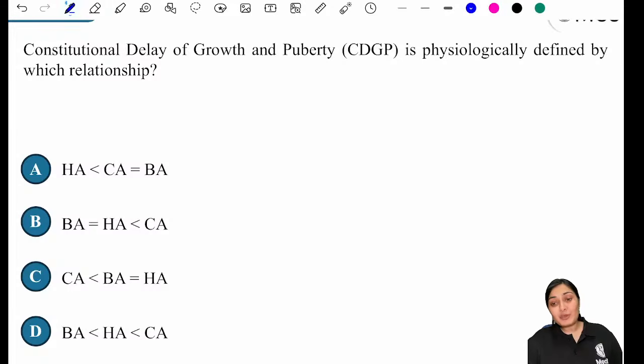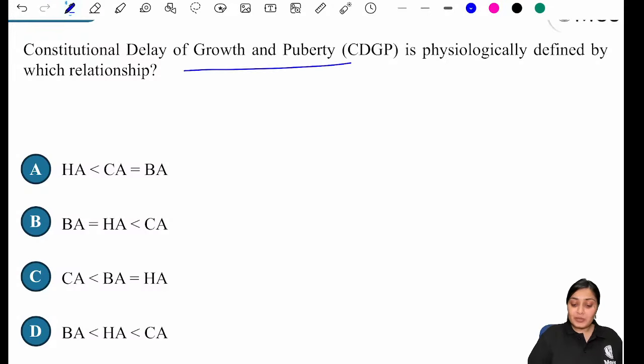Now following up this question, I know most of you can answer this. Constitutional delay in growth and puberty, that is CDGP, is physiologically defined by which relationship? So firstly, we know this is a physiological short stature, so height age is going to be less than chronological age, and this is constitutional delay in growth and puberty. That means my bone age will be equivalent to the height age.